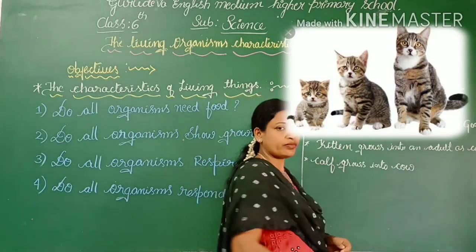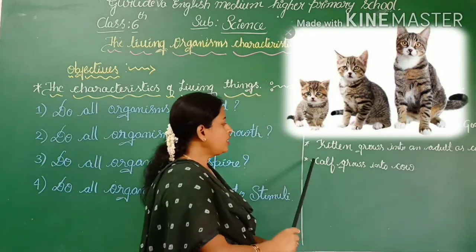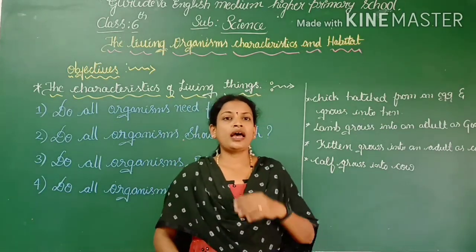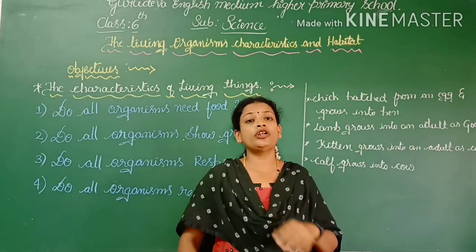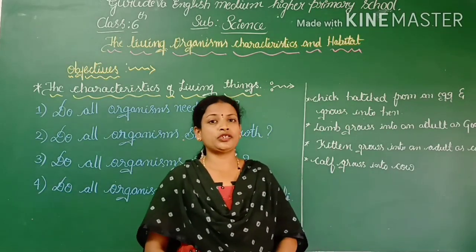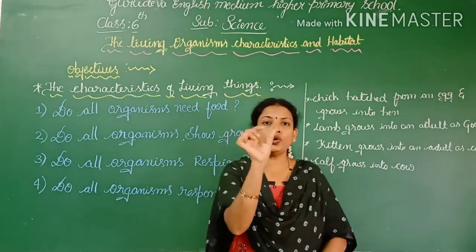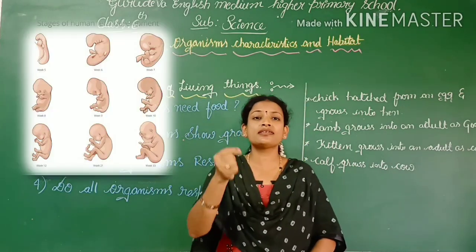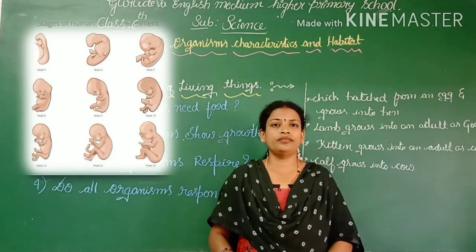The fourth one: a calf grows into a cow. A calf is nothing but a baby of a cow. So I hope you understood. Growth is not completed in one stage. It has several stages.